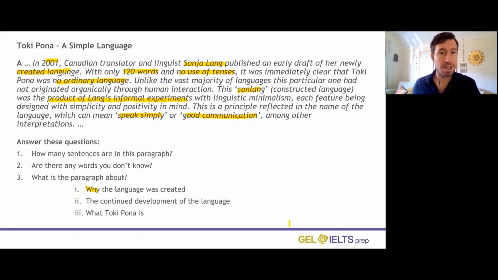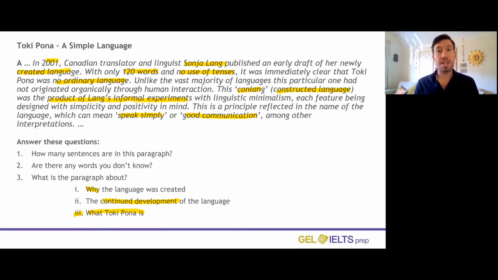No, it doesn't say why. Does it talk about the continued development of the language, how it's developing now? No, it doesn't describe that at all. Is it talking about what the language is? Yes, it's giving us an explanation of what the language is. So it's a constructed language and it has no tenses and it uses only 120 words. So 3, or I, is the correct answer to that one here.